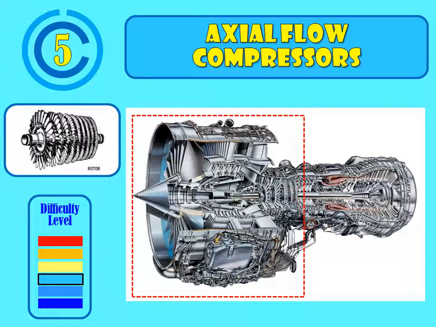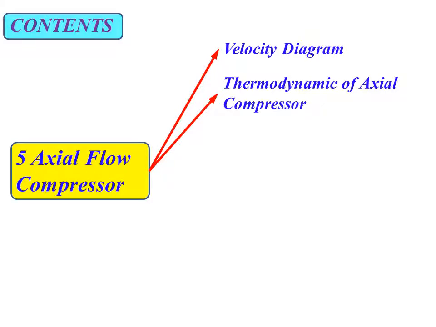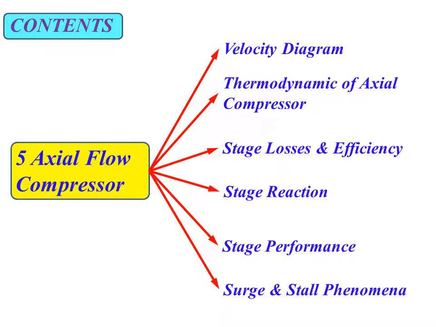So for chapter number 5, part number 1. In chapter number 5, we will discuss the axial flow compressors. In terms of content, we will have a discussion about the velocity diagram for the compressor, thermodynamic equation, stage losses and also efficiency, stage reaction, stage performance, and the last one about the surging and also stalling phenomena for the compressor.